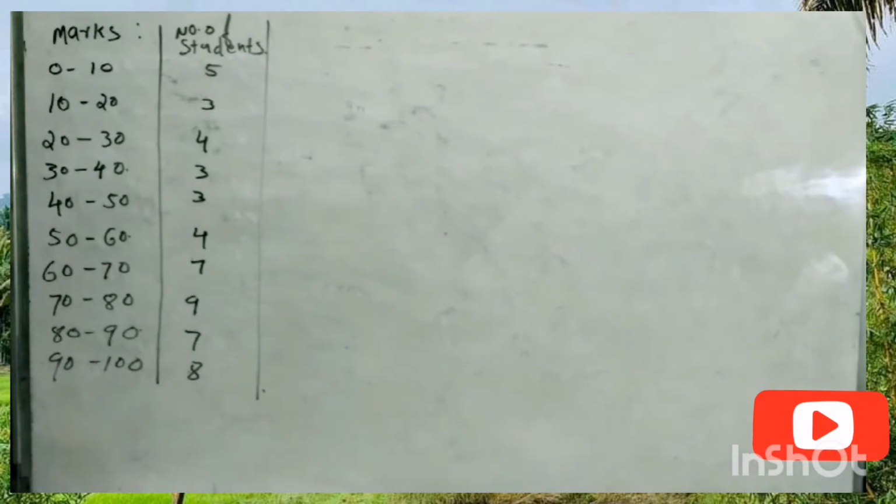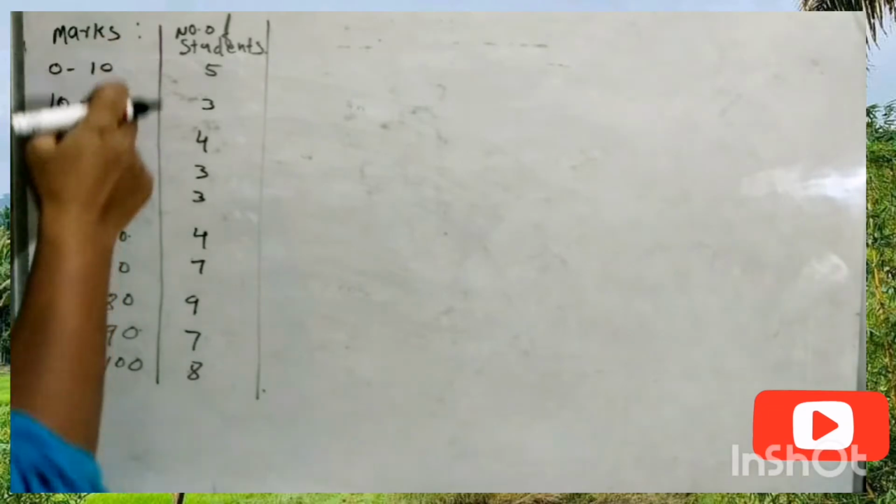Now first we will discuss what is cumulative frequency distribution of the less than type. This table will be given in your question, and if you want to write the less than type table, first you should write, in less than, we are taking the upper limits.